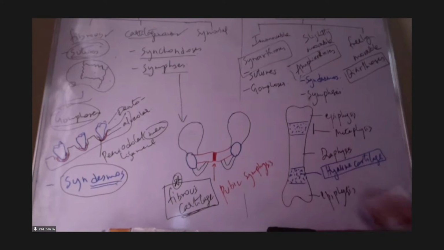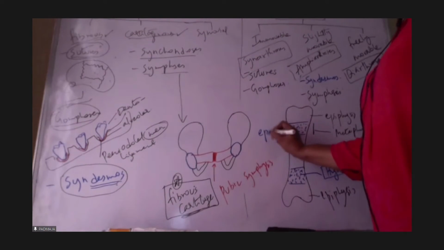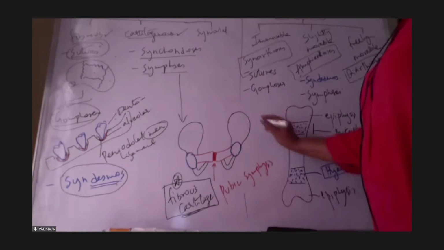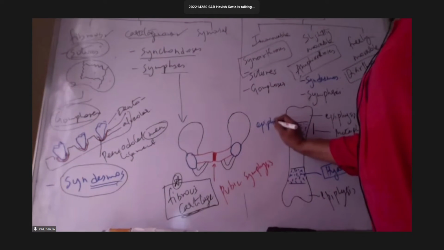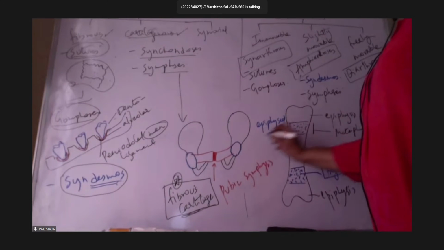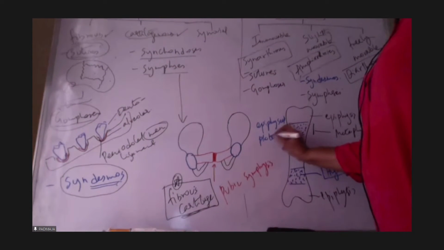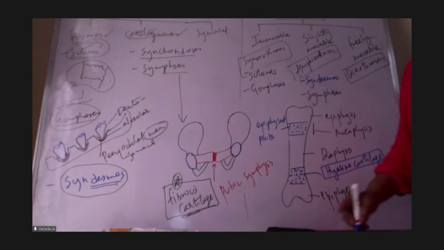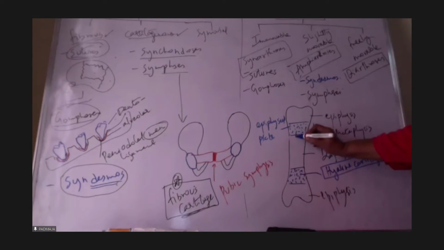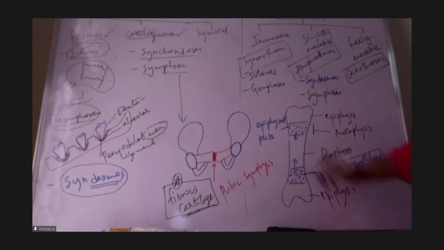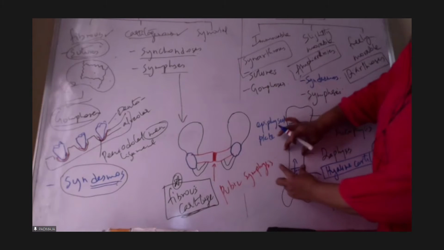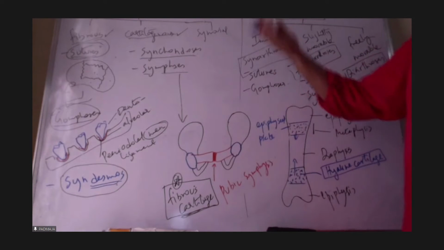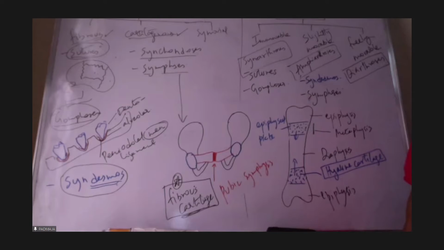So I took blue color. And what is it? Epiphyseal plate. Do you remember? Here it undergoes growth. So it increases the length towards the diaphysis. The bone becomes longer and we grow taller.